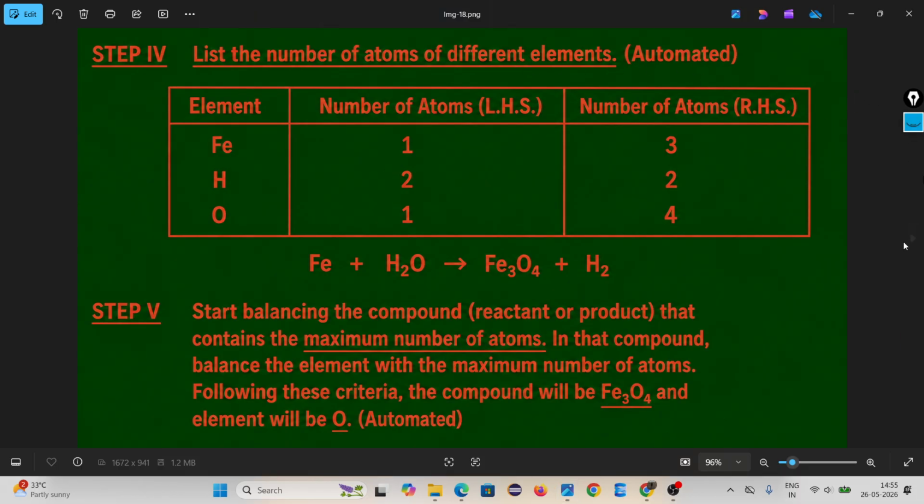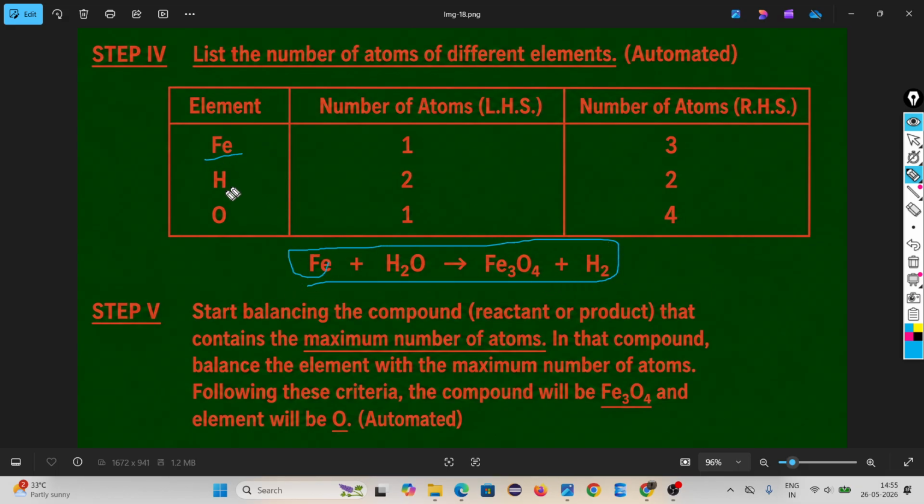Look, this is the skeletal equation. Iron, hydrogen, oxygen: three elements are there. Look at the reactant side. How many iron atoms are there? One. Iron means Fe. How many hydrogen atoms? Two. How many oxygen atoms? One. On the right-hand side, how many iron? 3. Hydrogen 2. Oxygen 4.